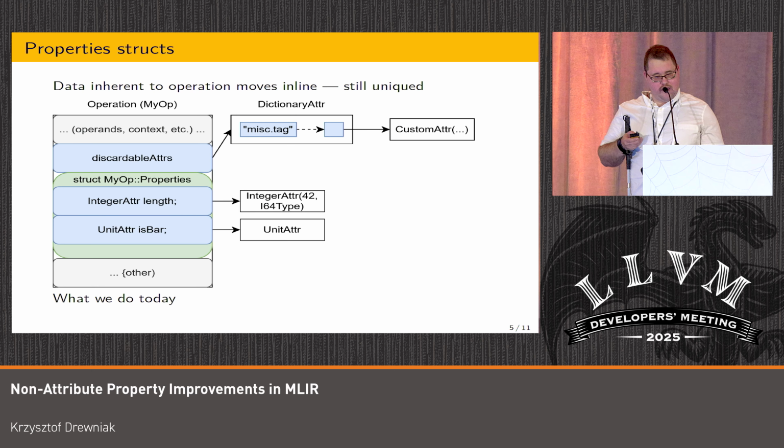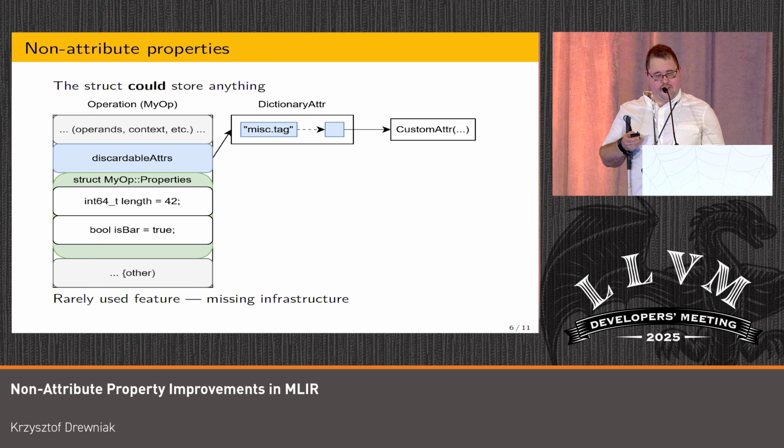So several years ago, the change was made to add a properties struct to operations, where you would basically allow these inherent attributes to live directly inside the operation, and only the discardable tags would live in the dictionary the old-fashioned way. This is a nice improvement, but there's no reason to only store attributes in that property struct. You could store any kind of data you'd like. As seen in this example, you could just put your integer length or your isBar flag directly as C++ data in the operation, and now you don't have to go through all this uniquing stuff, and you get a lot of performance that way.